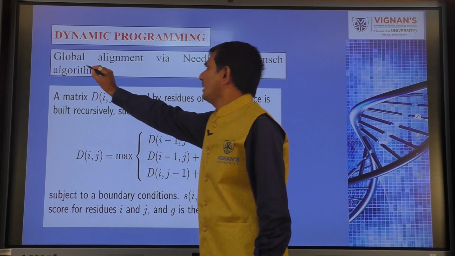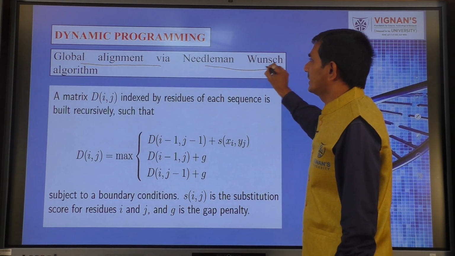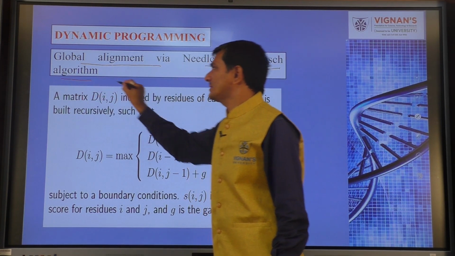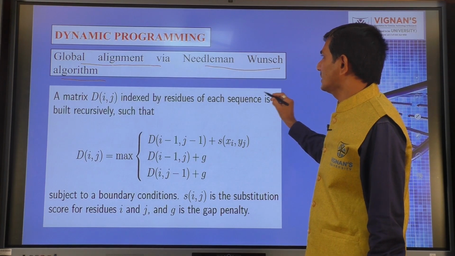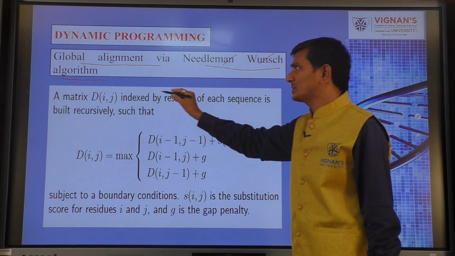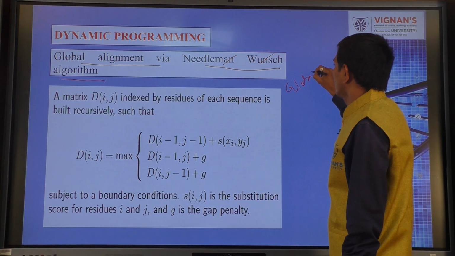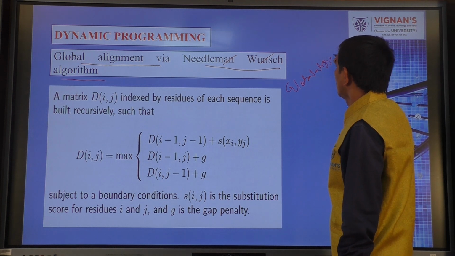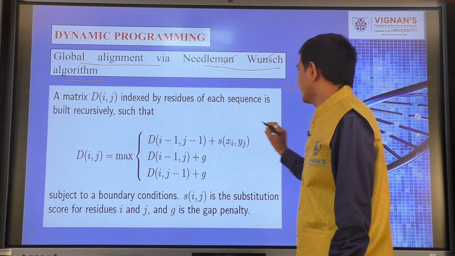In dynamic programming, global alignment is carried out through the Needleman-Wunsch algorithm. So what is the Needleman-Wunsch algorithm? It is the algorithm proposed by Needleman and Wunsch while carrying out global alignment. These are the three conditions which they proposed.